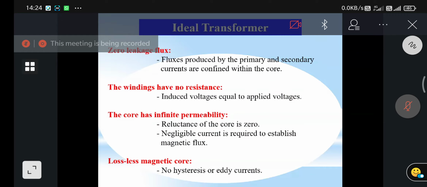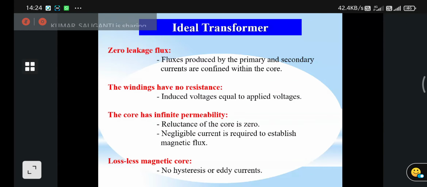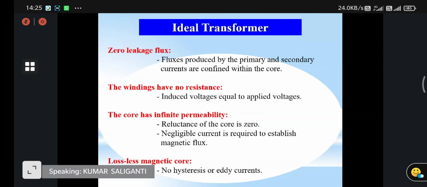Today we are going to discuss the ideal transformer. That ideal transformer is compared with the practical transformer. Why? Because before going to know the practical transformer, first of all we have to know the ideal transformer.